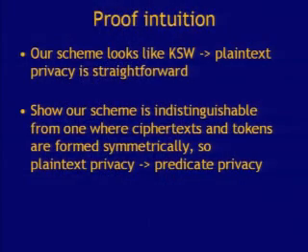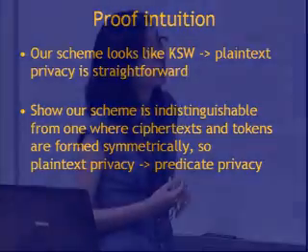So our initial scheme looks a lot like the scheme of KSW, which means that in a relatively straightforward way, we can prove plaintext privacy. The next step is that we show through a series of modifications that our scheme is actually indistinguishable from one where the ciphertexts and the tokens are treated symmetrically. And so the plaintext privacy that we already proved gives us predicate privacy for free.